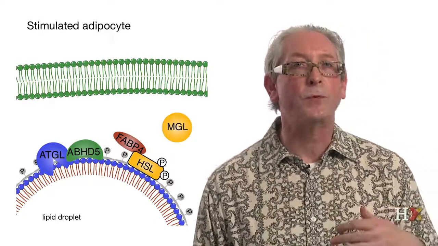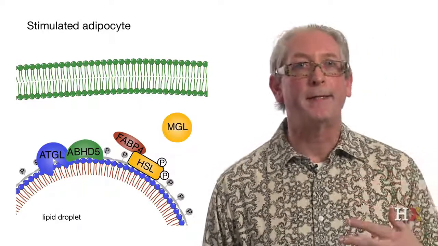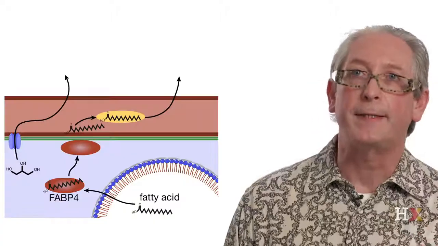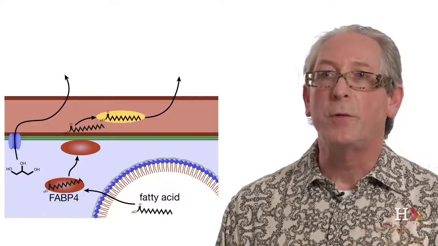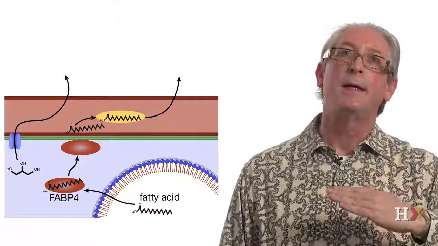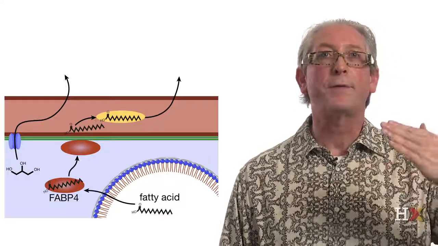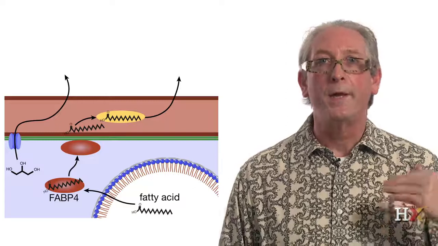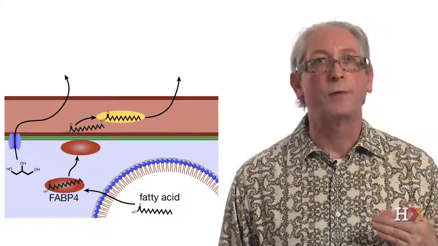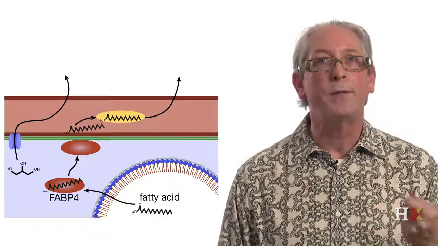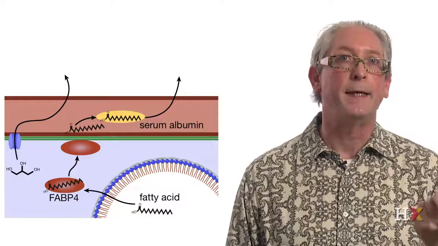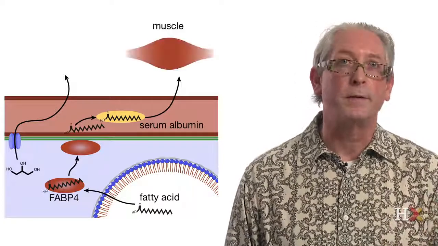The next question is, what is the fate of fatty acid and glycerol that were released by lipolysis? Free fatty acid will be bound to FABP4, which acts as a chaperone, helping the fatty acid to travel through the cytoplasm. Then the fatty acid will be exported into the bloodstream, where in association with serum albumin, it will travel to organs that need energy, for example, muscle.